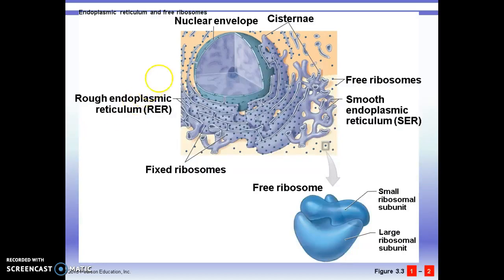So you can see here in this picture the rough ER with all those ribosomes, and it's just flattened sacs where the proteins are produced on the outer surface, enter, and then can travel. They're transported and modified within the rough ER.